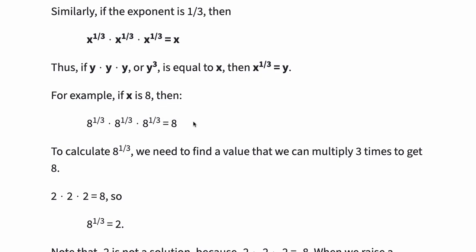To calculate 8 to the 1/3, we need to find a value that we can multiply 3 times to get 8. 2 times 2 times 2 equals 8, so 8 to the 1/3 equals 2. Note that negative 2 is not a solution, because negative 2 times negative 2 times negative 2 equals negative 8. When we raise a number to the 1/3 power, we only have one solution.